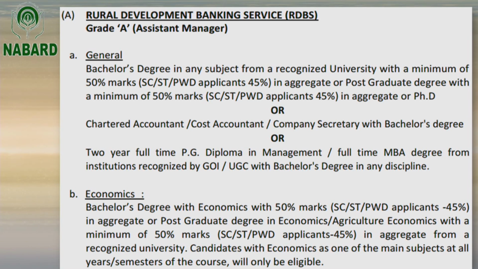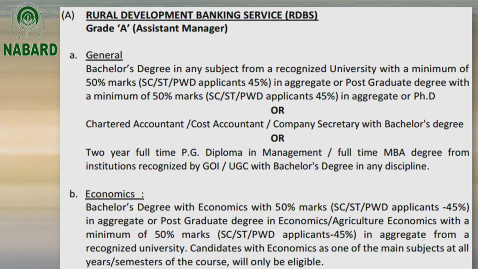This slide shows you about the Rural Development Banking Service RDBS Grade A Assistant Manager. That is the criteria of eligibility. For general students, as you all know, 50% marks is the minimum requirement in any bachelor's degree, and for SC, ST, PWD applicants it's 45% in aggregate. Or for PG, that is a postgraduate degree, a minimum of 50% marks; for SC, ST, PWD, it's 45% in aggregate, or a PhD.